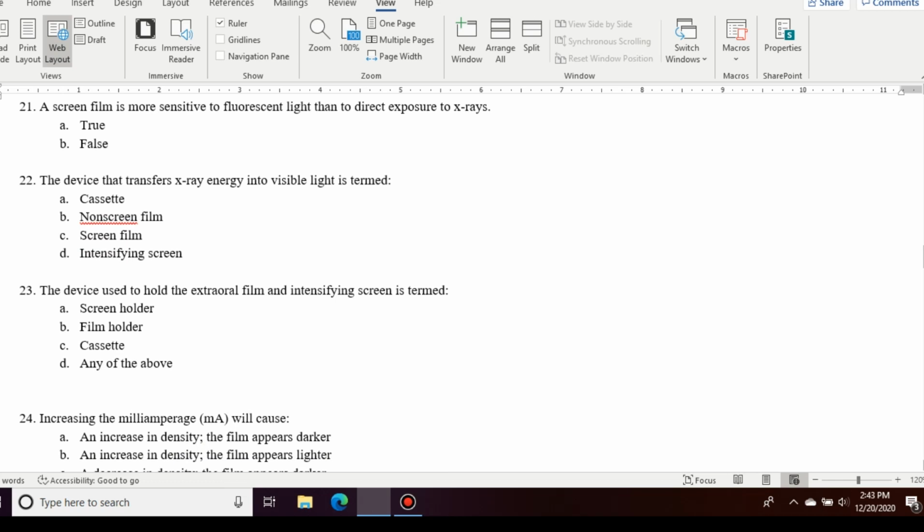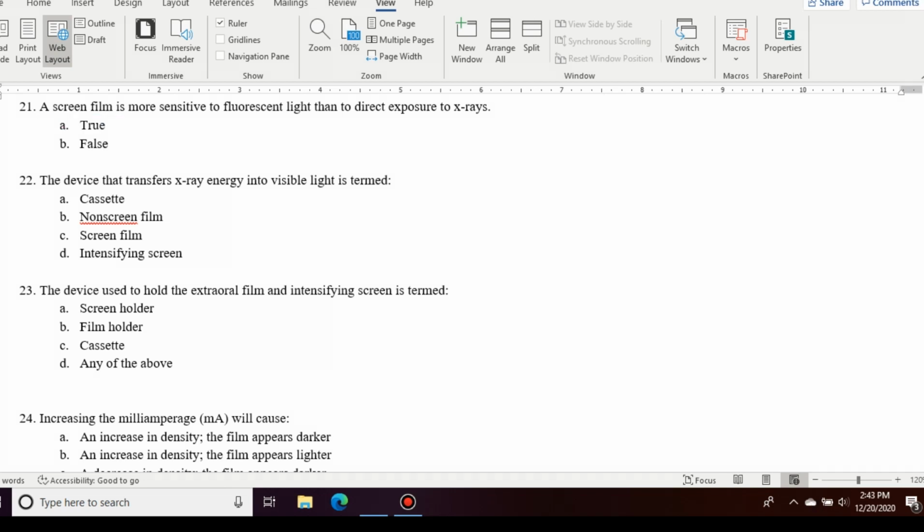21. A screen film is more sensitive to fluorescent light than to direct exposure to X-rays. Screen film, so we're talking about extraoral imaging. Screen film, more sensitive or less sensitive than direct exposure to X-rays? A screen film is more sensitive to fluorescent light than direct exposure to X-rays. That is true.